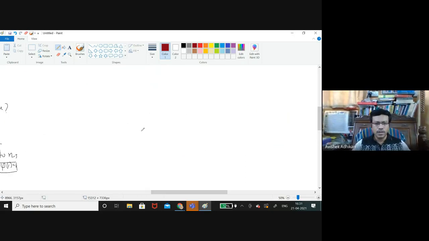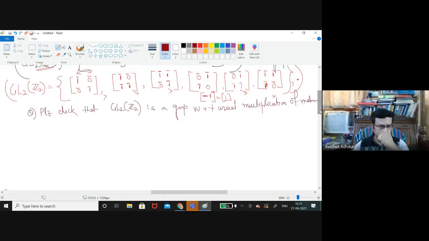Okay. Now the question is, what is the order of this element and what order of this element? Quickly tell me, what are the orders of this element? So I will do the easiest part. The order of this is 1. Very good.